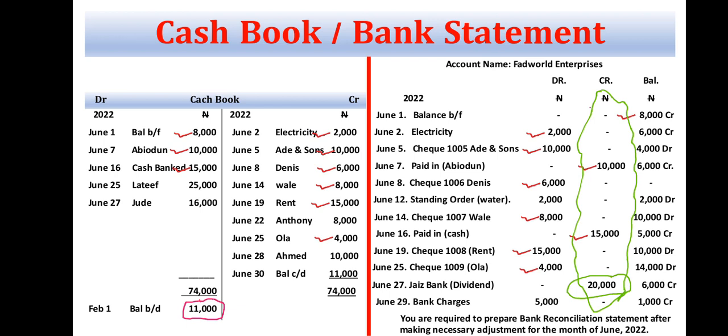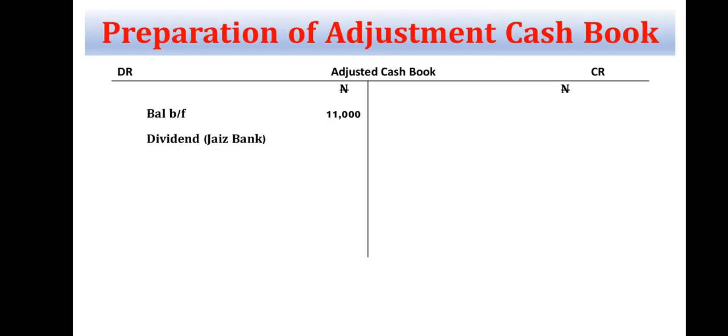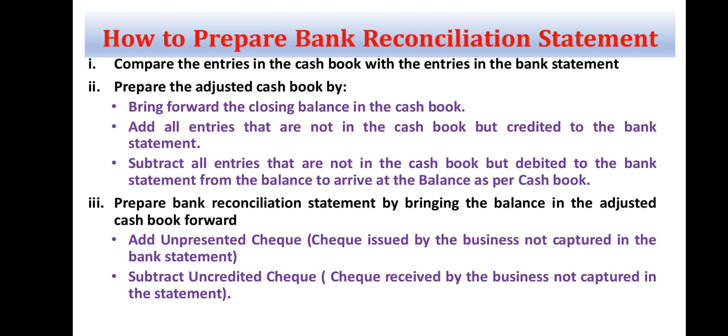So for example, if we look at it, we have Jay's Bank dividend, that is dividend received from Jay's Bank, which is 20,000. If you look at that, that is the only entry we have under this side that is not in the cash book. If there are other entries, we take all those entries and add them to the balance brought forward, that is dividend Jay's Bank, which is how much? 20,000 naira.